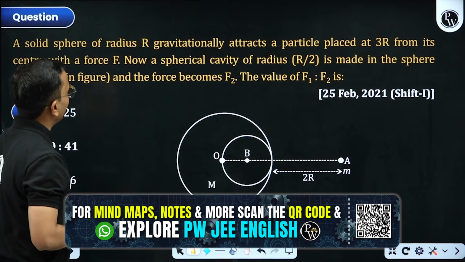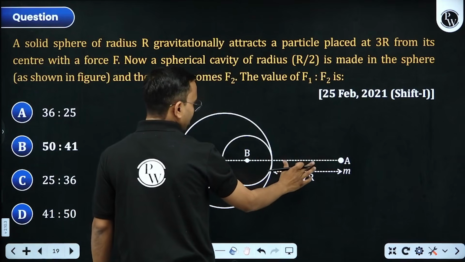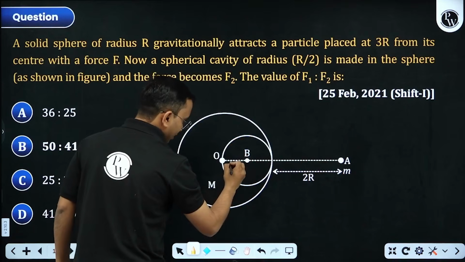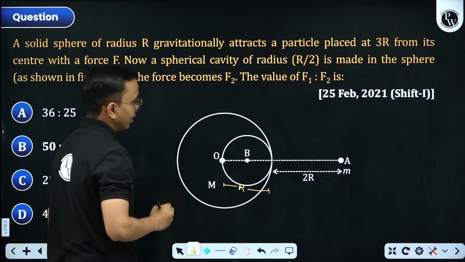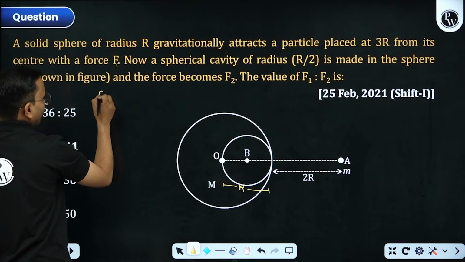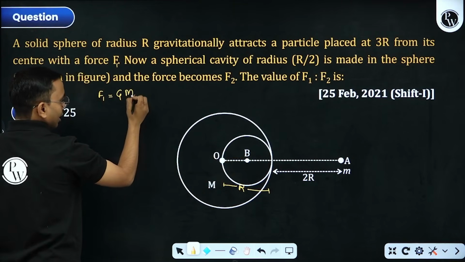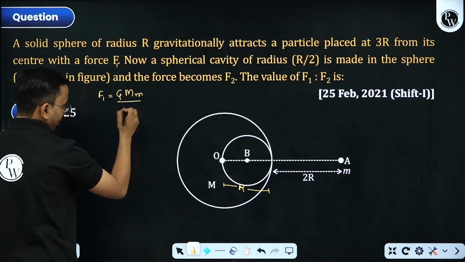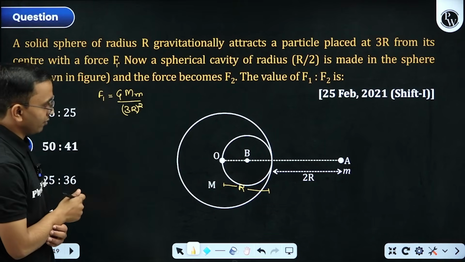So a solid sphere of radius r gravitationally attracts. Initially, the total distance is 3r. So from here it is 2r, and this is r, the radius of this. So I can say this distance is r from here till here. Radius is r. So initially, this was F1. What will be F1? G into the product of the masses, m m, divided by the distance from here squared. This is my F1. Now I need to write F2.